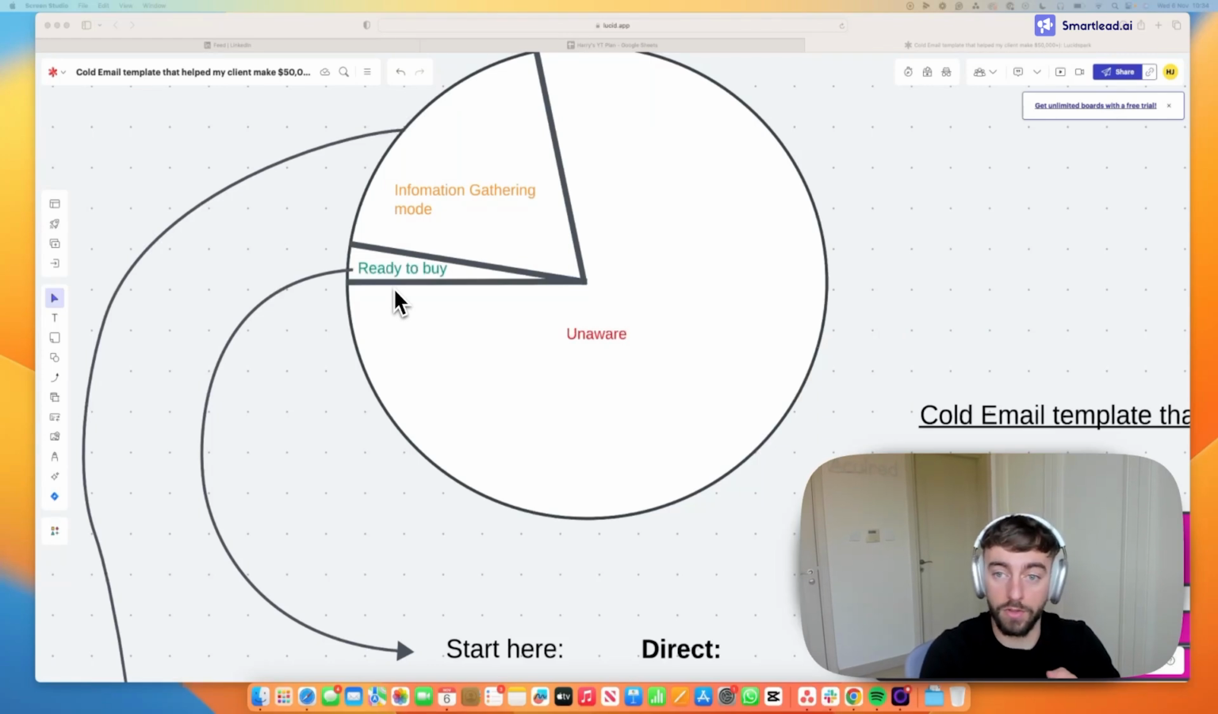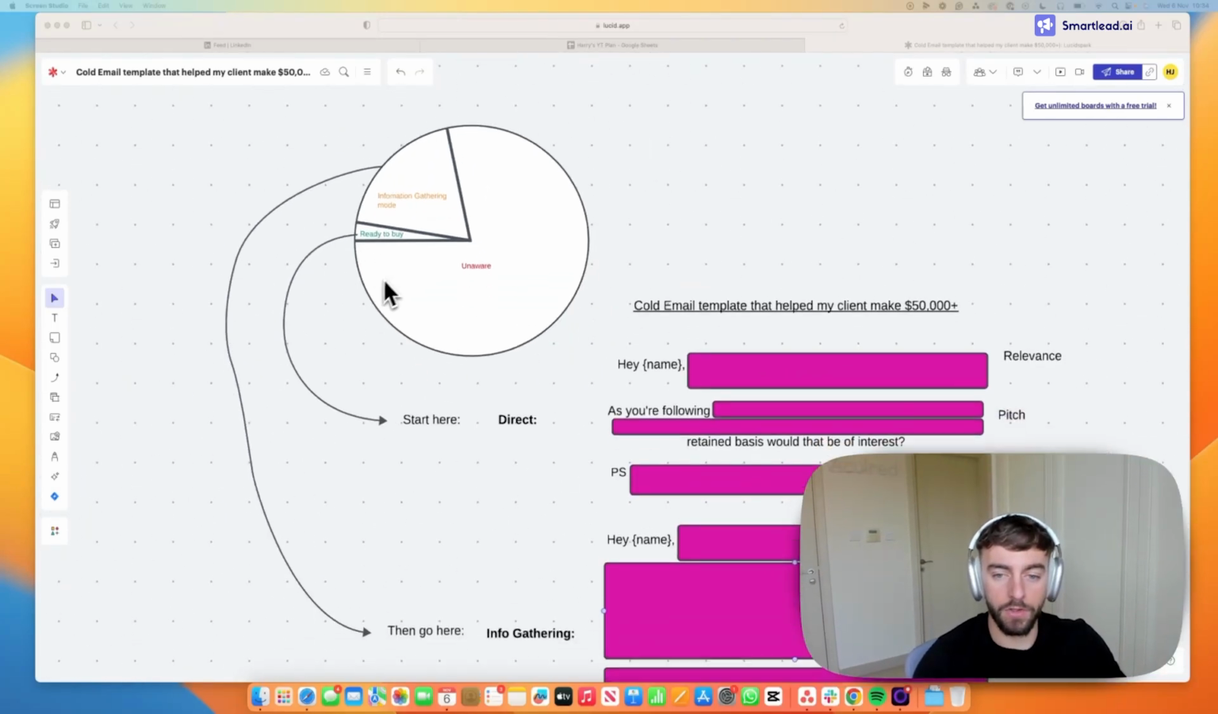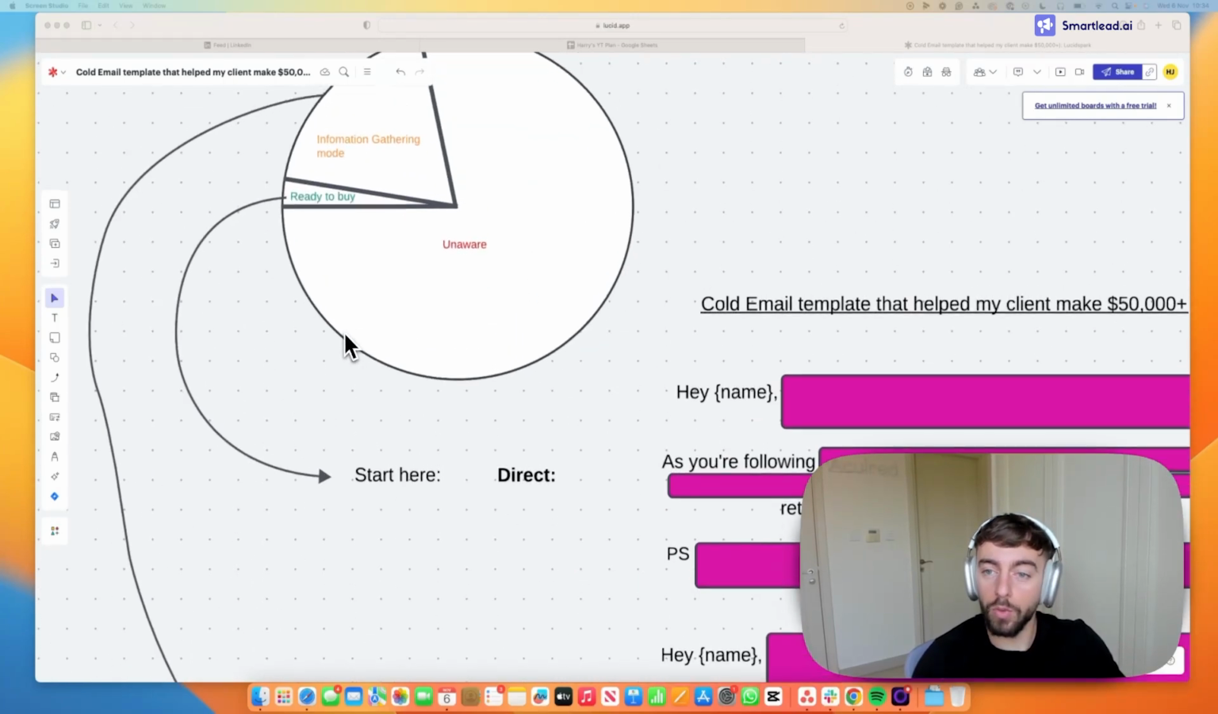One is going to appeal to those that are ready to buy and ready to make decisions quickly. And one is going to appeal to those that are in information gathering mode and they just want to learn more about what's going on in the market, right? So with the direct script, I would always start with direct. Say you're doing this for yourself or you're doing this for a client, you want to make sure you start with the direct message first.